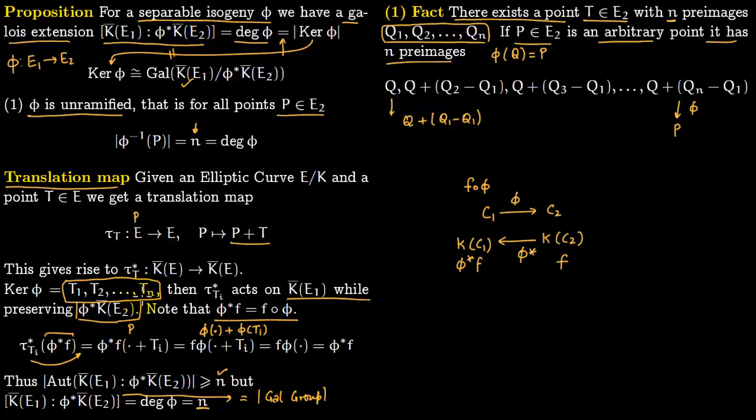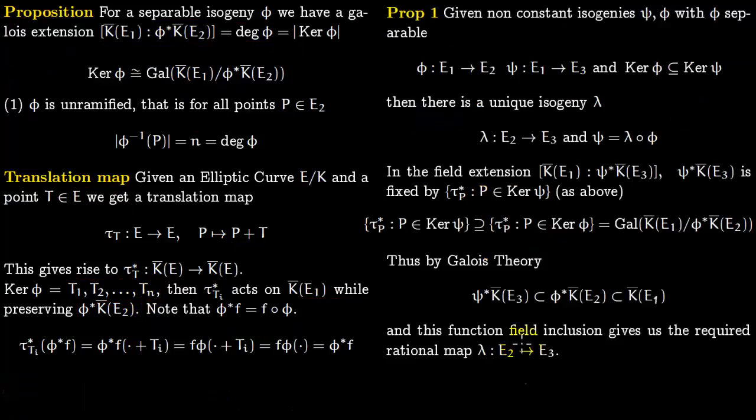So let us now see a quick application of this. Now we want to prove this theorem. Say we are given non-constant isogenies psi and phi with phi separable. Say phi goes from E1 to E2 and psi goes from E1 to E3. So you have E1 to E2 and then you have E3. This is our psi and this is our phi. And the kernel of phi is contained within the kernel of psi.